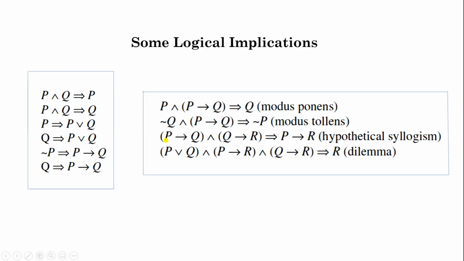Here I have summarized these implications, and these are some other important implications. First one is modus ponens, this is modus tollens, this is hypothetical syllogism, and this is dilemma. So we will use these implications as standard implications, and we can use them further for different problems.